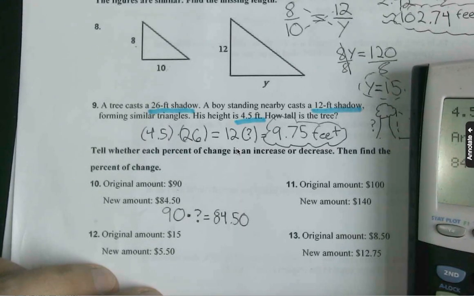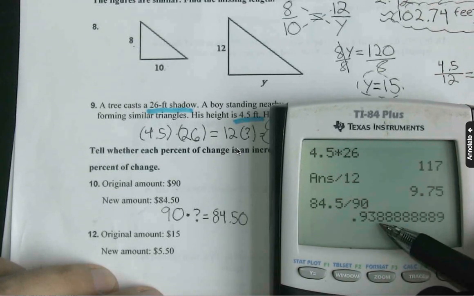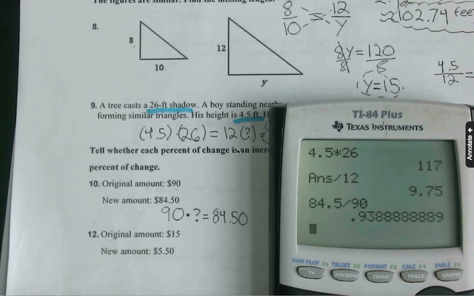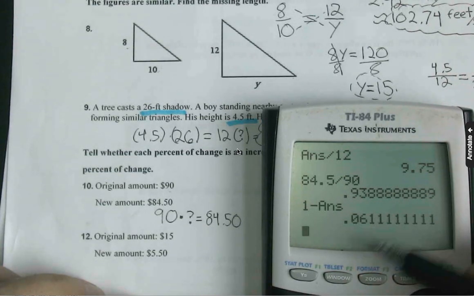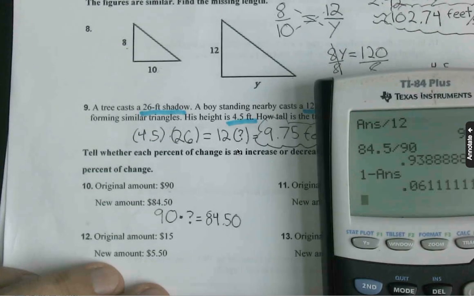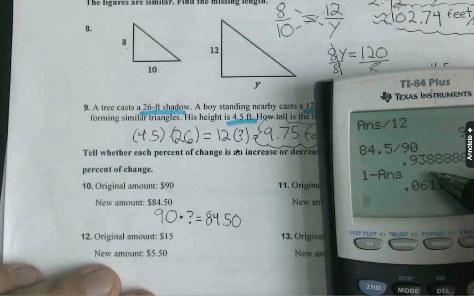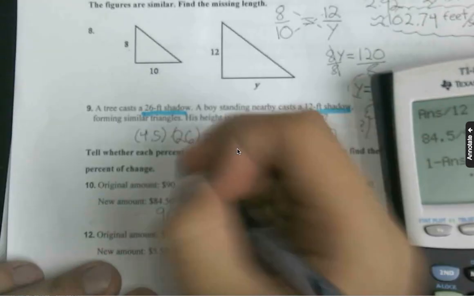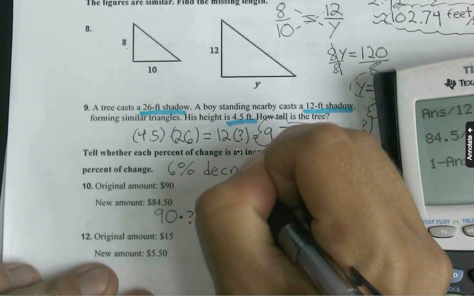So the percent of change, although this is approximately 94% of the original price, to find the actual difference between the two, if we take 1 minus our answer, this is saying that this was an approximately 6% drop in price. So instead of saying that the price change is 94%, we want to say it's a price change of 6% and it's a decrease. So this is a 6% decrease.